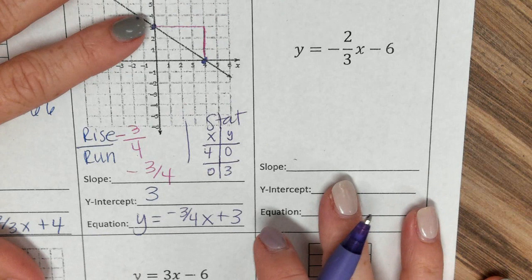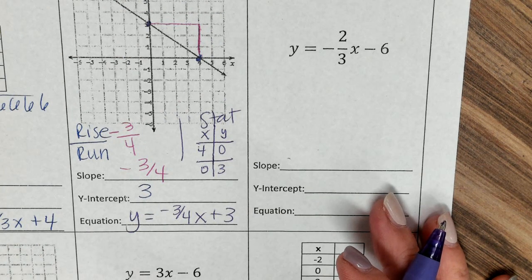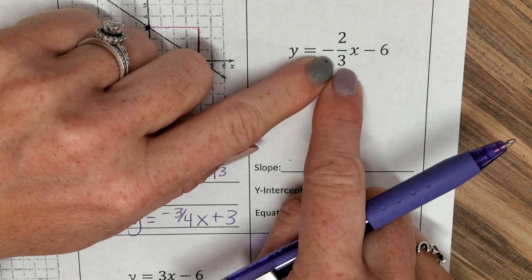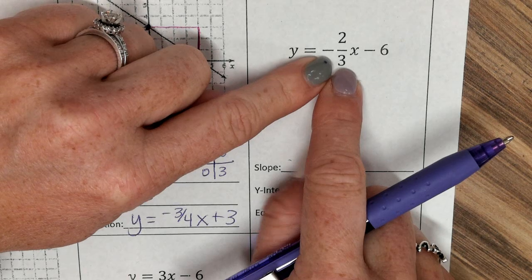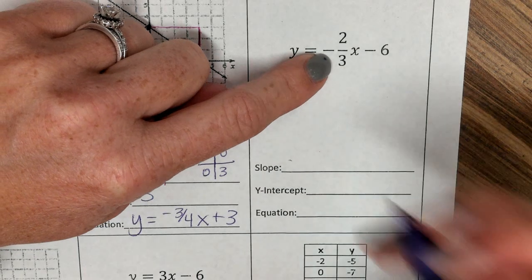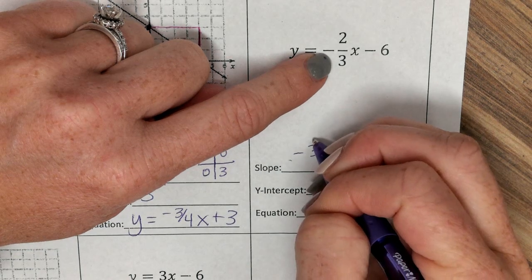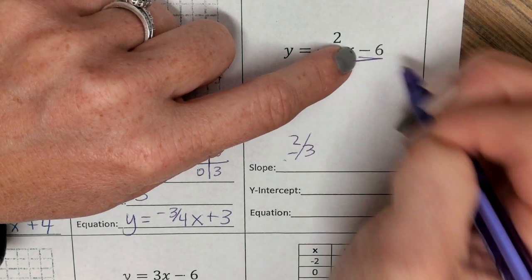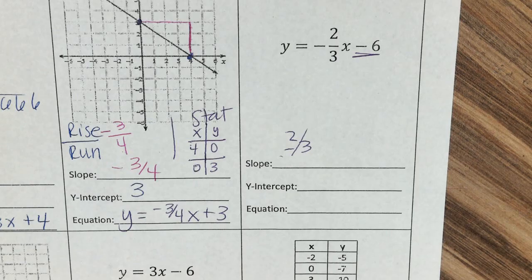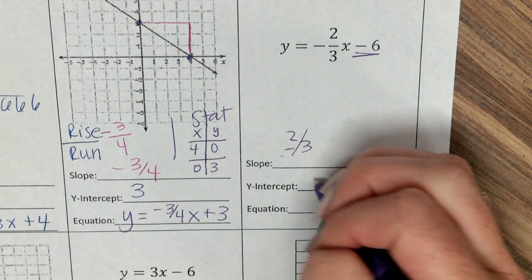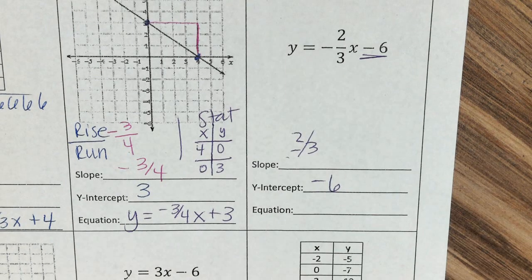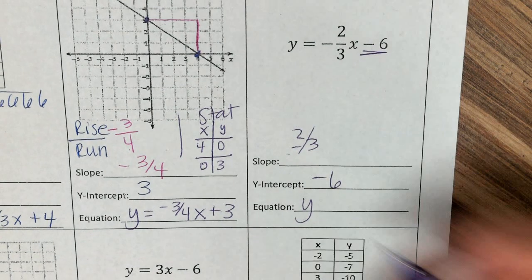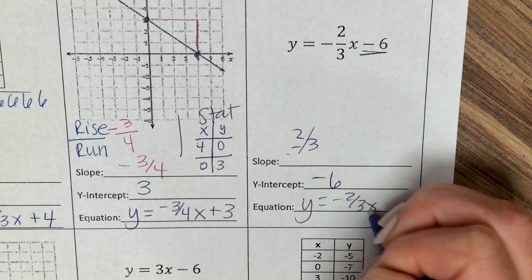Look at the next one. Do I have to solve anything at all? No. What's the slope? It's the one in the slope spot. What is it? Negative 2/3. What's the y-intercept? Do not say positive 6. Negative 6. That sign in front of it, I know it's a subtraction sign, but it's giving it a negative value. All right, and the equation, you would just literally rewrite it. Y equals negative 2/3 x minus 6.